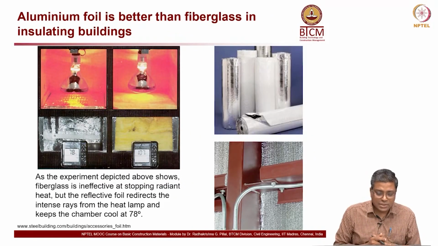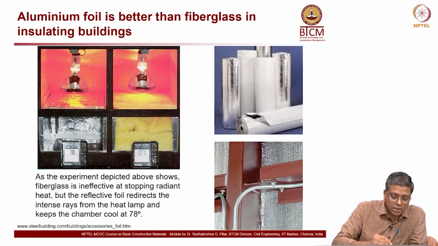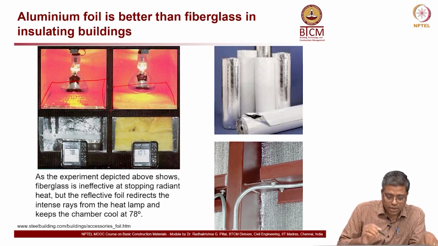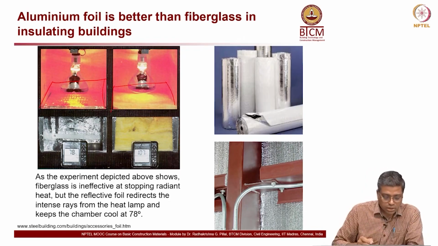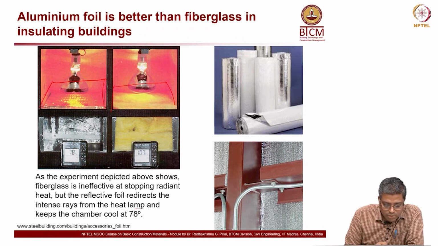Now, here is an example to show. You can see here on the left side, can you see this box here? There is a box like structure here, and here also you can see a box. Okay, and inside, the fiberglass is ineffective at stopping radiant heat, but the reflective foil redirects the intense rays from the heat lamp, keeps the chamber cool at 78 degrees Celsius.